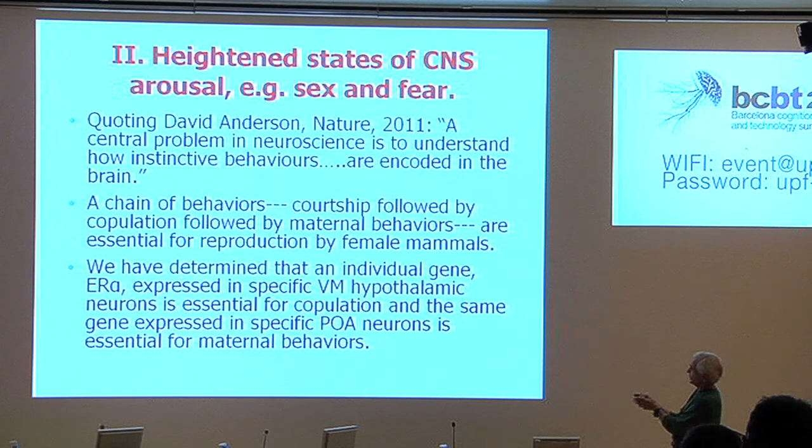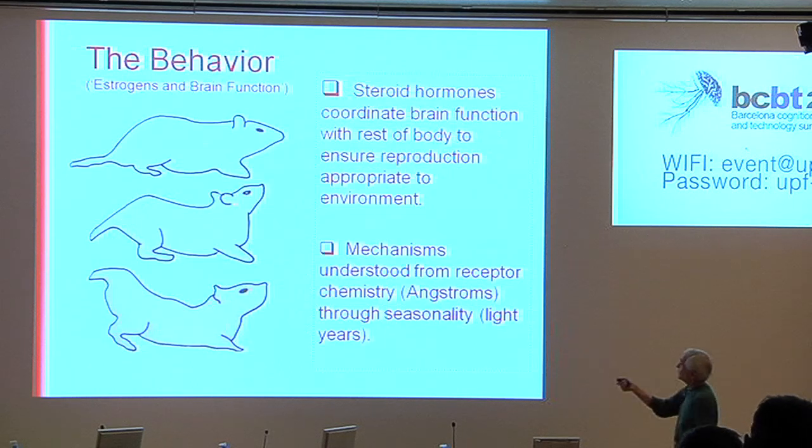And what we've determined is that an individual gene, estrogen receptor alpha, expressed in specific ventromedial hypothalamic neurons, is essential for copulation by the female. And by the way, it's also expressed in preoptic area neurons, and it's essential for maternal behavior. So here you have 2 parts that are essential for female reproduction in a mammal, the copulation and the maternal behavior. And so here's the behavior.